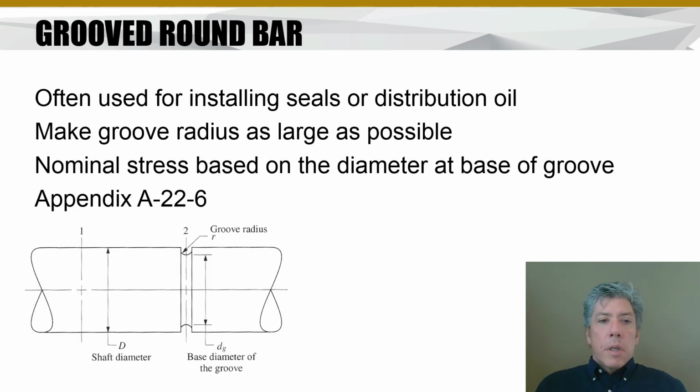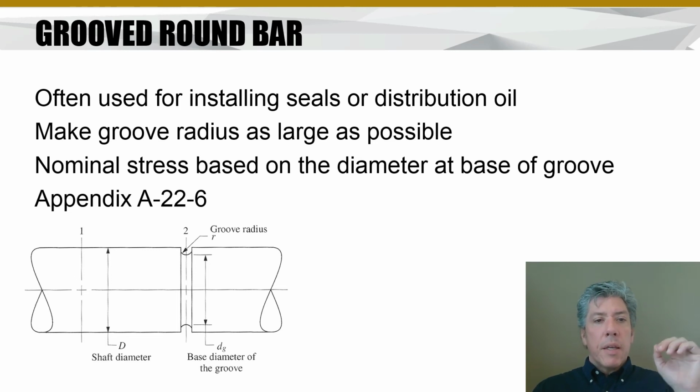For grooves, grooves are often used when you want to seal a shaft or you want to distribute oil around the radius of the shaft. The key here to reduce the stress is to make that radius at the bottom as large as possible, as long as it's practical. Sometimes it's not. Sometimes you need a sharp corner there, and in that case the stress concentration is just going to be higher, and most likely that's a point where failure in the shaft can occur. So we've got stress concentration factors in Appendix A22.6 for this type of geometry as well.